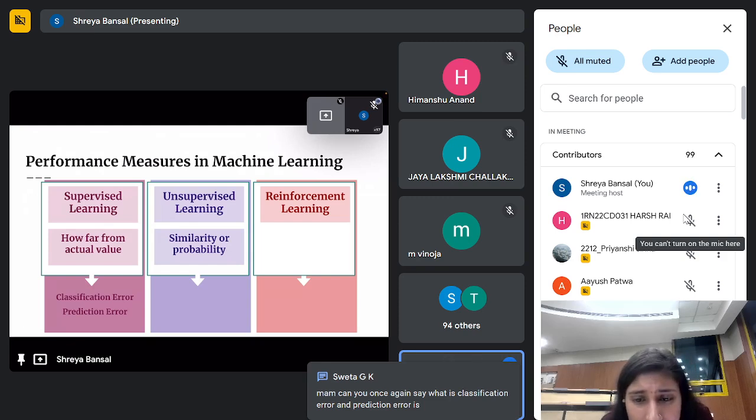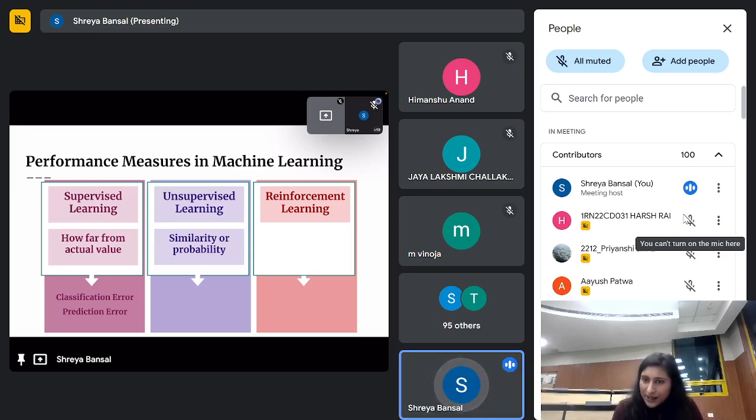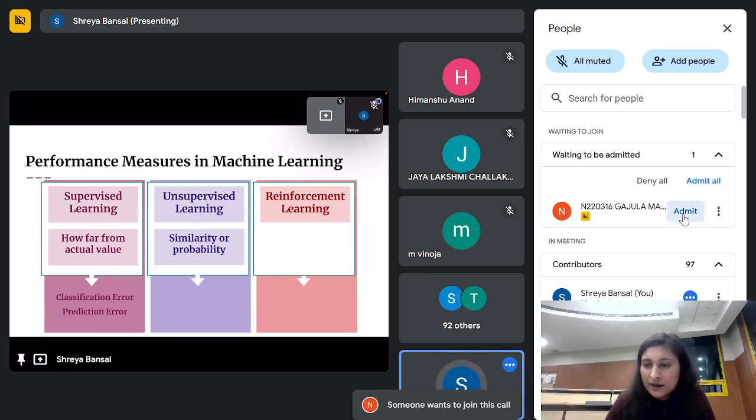Ma'am, can you once say again what is classification and prediction error? Classification error means I give you an example, like a multiple choice question, where you predict the correct class or not. Let's say I give you 10 images of different animals. How many images you have predicted correctly is called classification accuracy, and the opposite of it, how many you have not predicted correctly, is classification error. Is it clear?